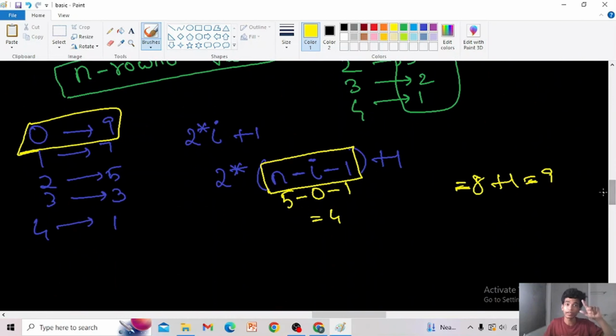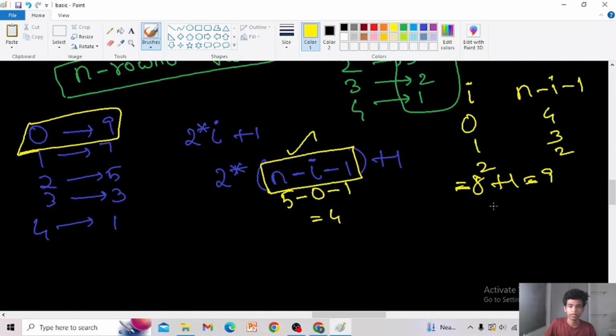To make it the same as the previous example, I want to make this formula n minus I minus 1. So that whenever my row number is 0, see here it is I, this n minus I minus 1, my result will be 4. When it is 1, it is 3. When it is 2, it is 2. When it is 3, then it is 1. When it is 4, it is 0.